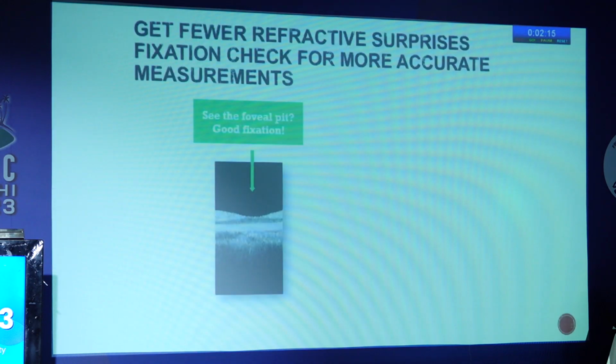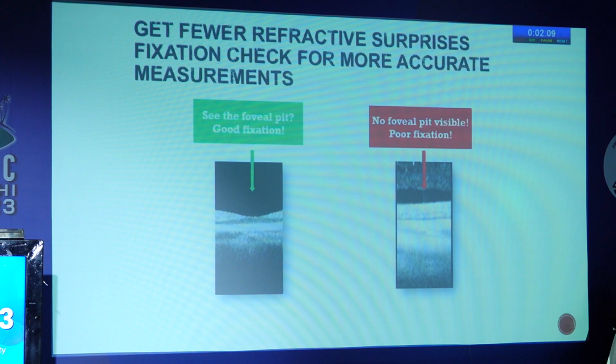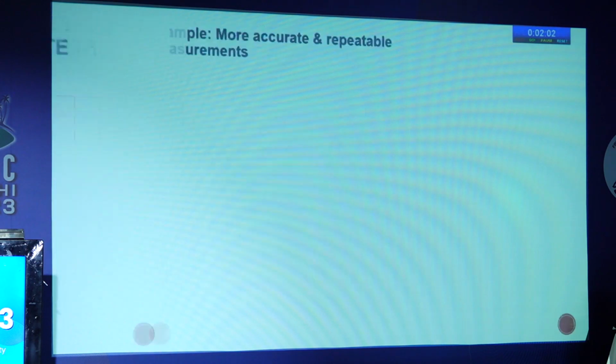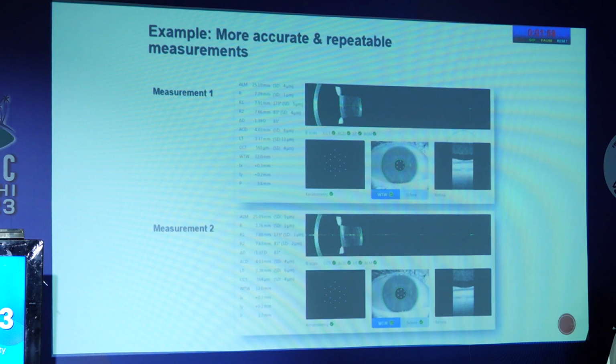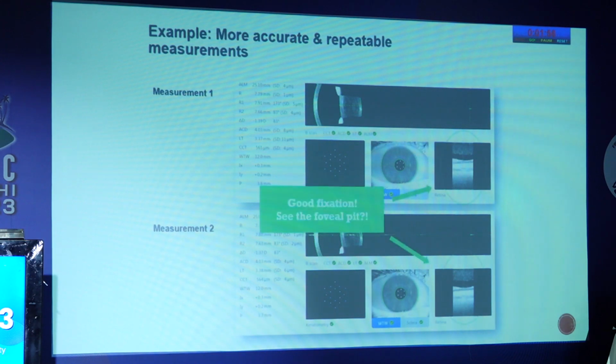So fixation check is very important. We need to look for the foveal pit. If it is there, it means good fixation. If the foveal pit is not visible, it's poor fixation. So there are a few examples. So these are the measurements. Good fixation, see the foveal pit.